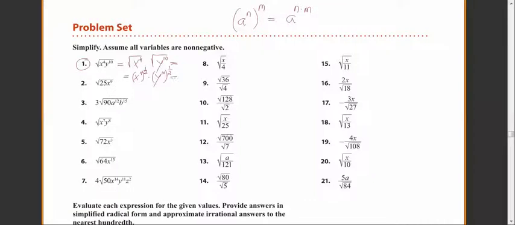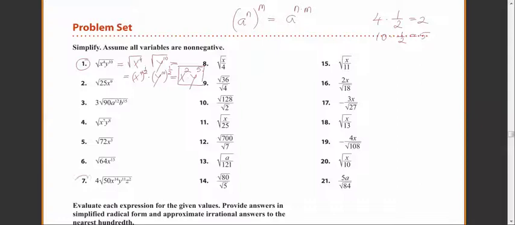Knowing that, if I'm going back to my problem, then x to the 4th, everything to the 1/2, will be x to the 4 times 1/2. 4 times 1/2 equals 2, right? So the x squared times y to the power of 10, everything to the power of 1/2, will be 10 times 1/2, and that gives you 5, right? And this is the simplification of problem number 1. x squared, y to the 5th.